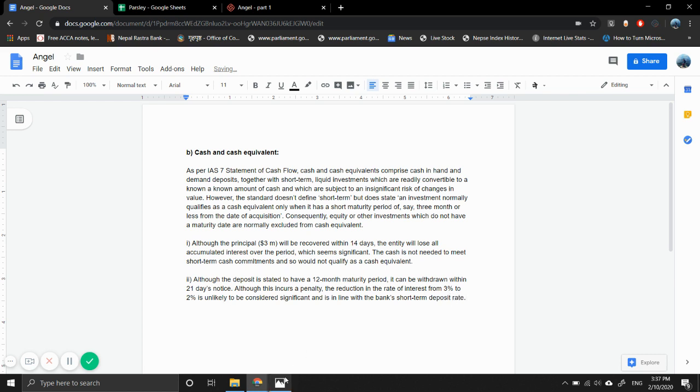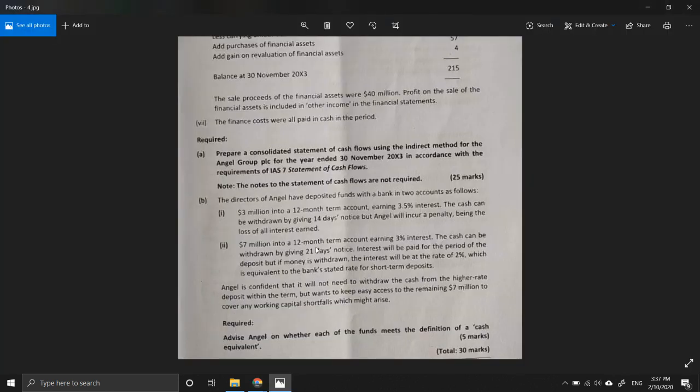So why are they putting it in the bank? If they withdraw it by giving 21 days notice, they will basically be getting the same interest as equivalent to short-term normal deposits, right? So it's just that they are securing it. They are just trying to earn that extra 1% of interest in case they don't need it. Otherwise, if they don't need it, they will be earning 3%. If they need it, they will be only earning 2%, right? So the intention is basically to keep it for a short term period, right?